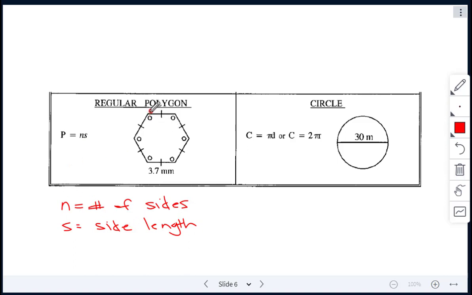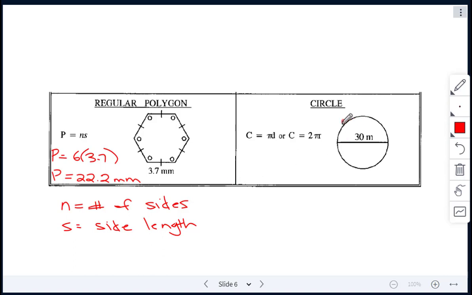All right, so we would count the number of sides here: 1, 2, 3, 4, 5, 6. So perimeter is 6 times the side length, which is 3.7. That gives me 22.2, and that's millimeters.